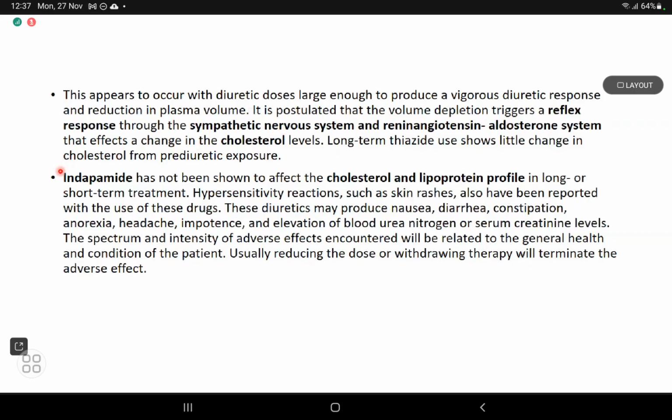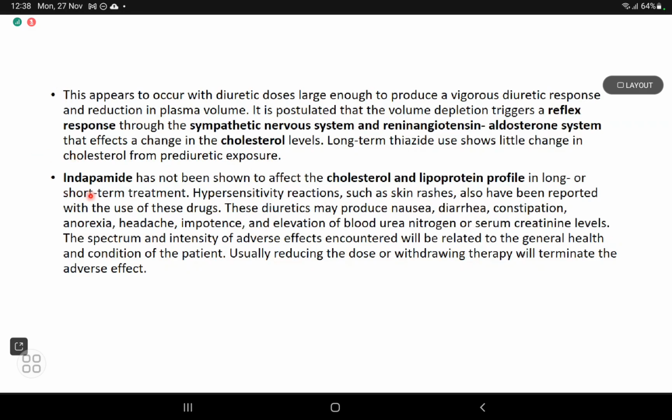So it doesn't matter, since we are not going to focus on that. Don't worry. As long as you know that there is one example of a drug that will not cause cholesterol profile changes. Okay, clear? Then we go to another effect.